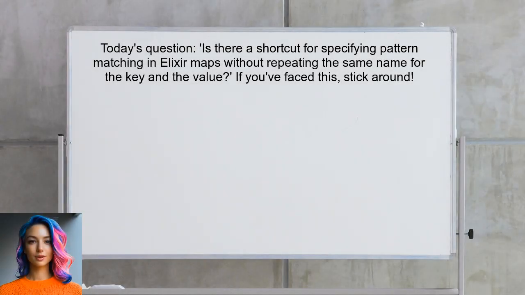Here's the specific question we're addressing today. One user asked, is there a shortcut for specifying pattern matching in Elixir maps without repeating the same name for the key and the value? If you've ever found yourself in this situation, stick around as we find a solution together.